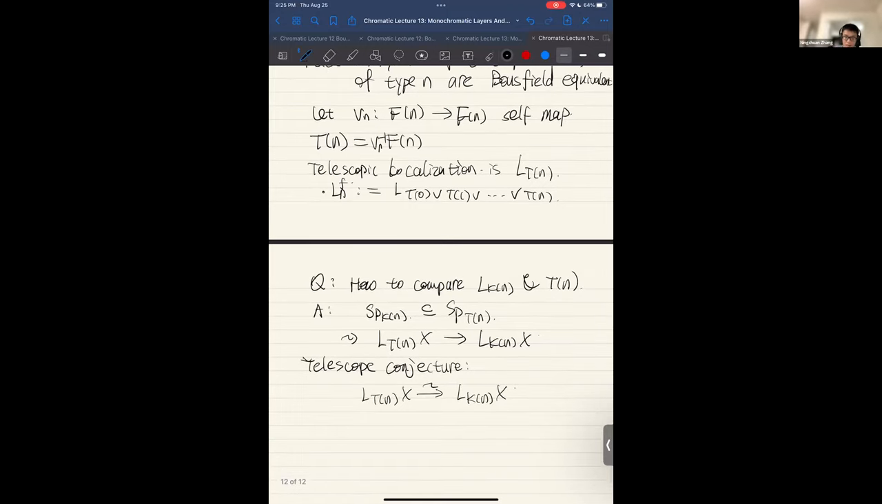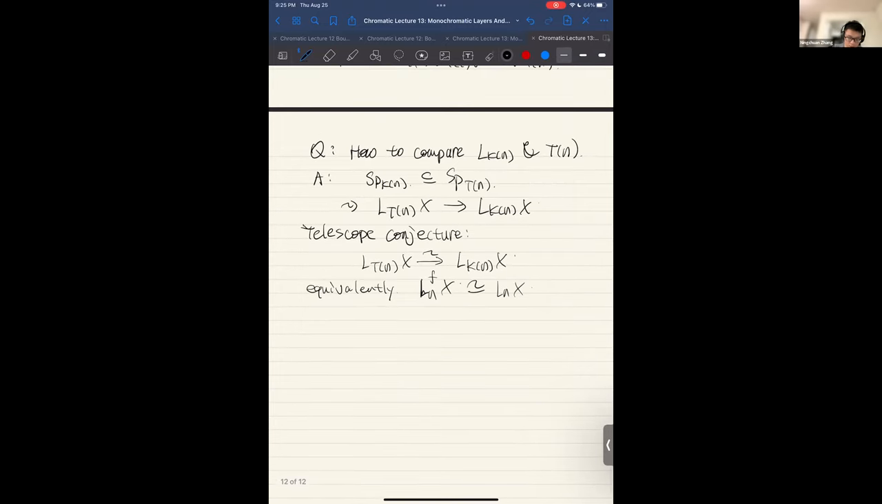Equivalently, by the analogy between L_n^f and L_n, the L_n localization of X, with respect to Morava E-theory, is equivalent to the finite localization with respect to this finite complex. And there are already some known cases: only the n equals one case has been proved, at prime two by Mahowald and at odd primes by Haynes Miller.